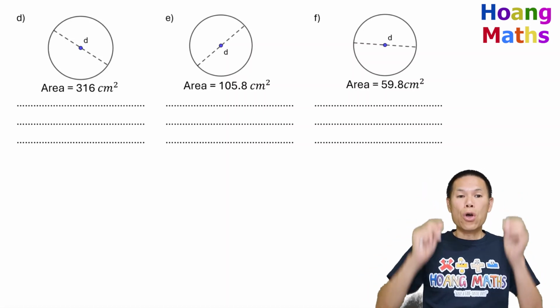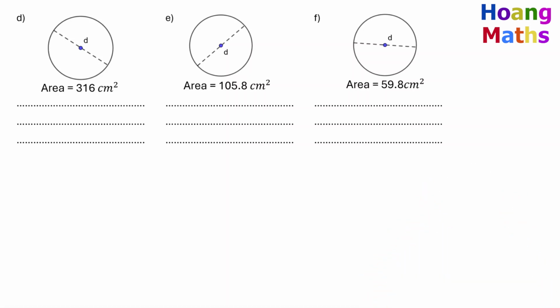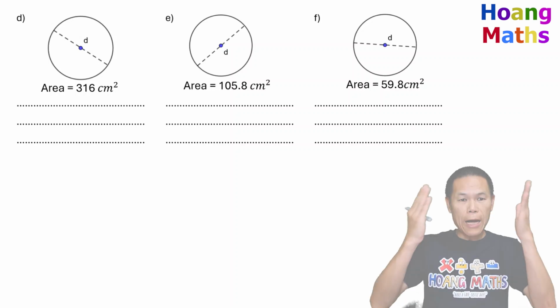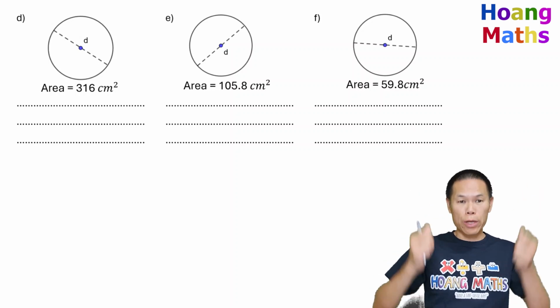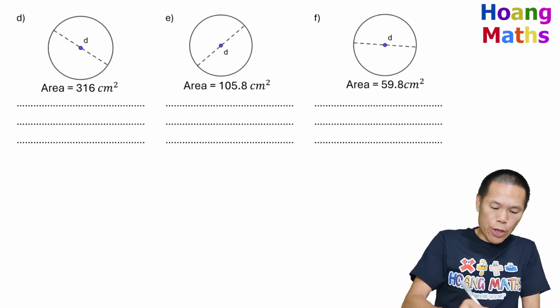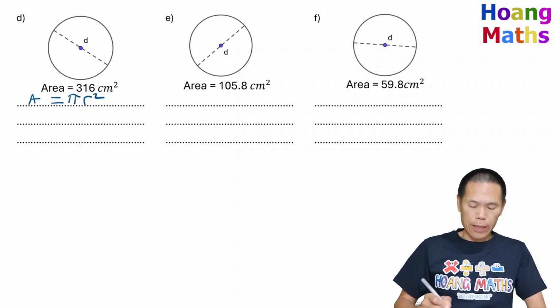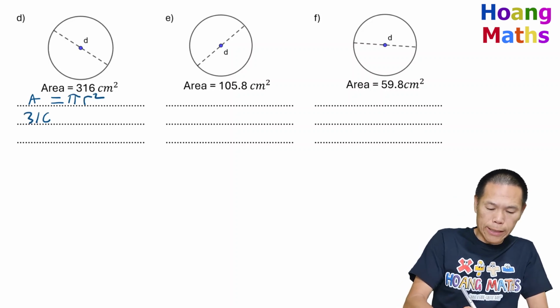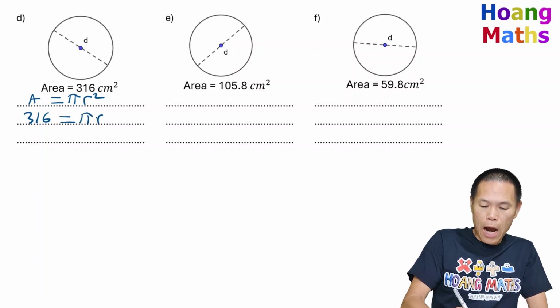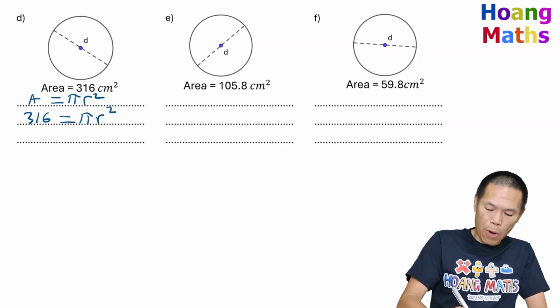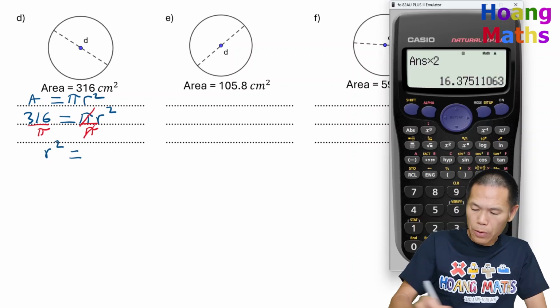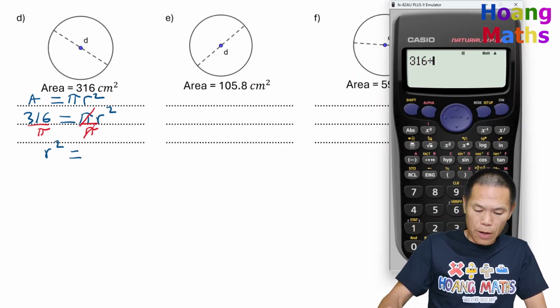Please stop the video and try this one yourself. Hi there, I'm back. How did you go? Let me go through them with you. So we know that the area of a circle is pi r squared. And the area is 316, which is equal to pi r squared. So I just divide this by pi, divide this by pi. That is r squared equals 316 divided by pi.